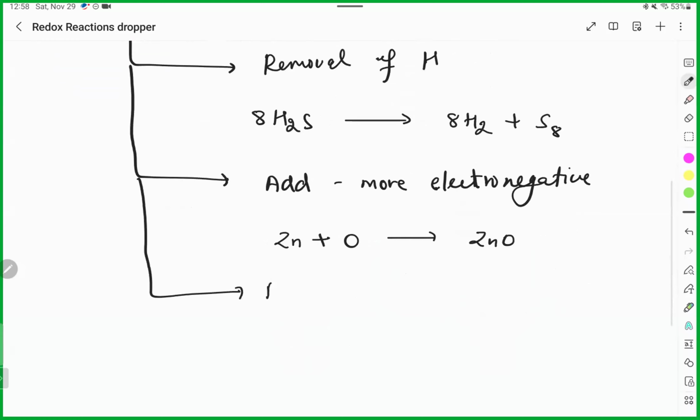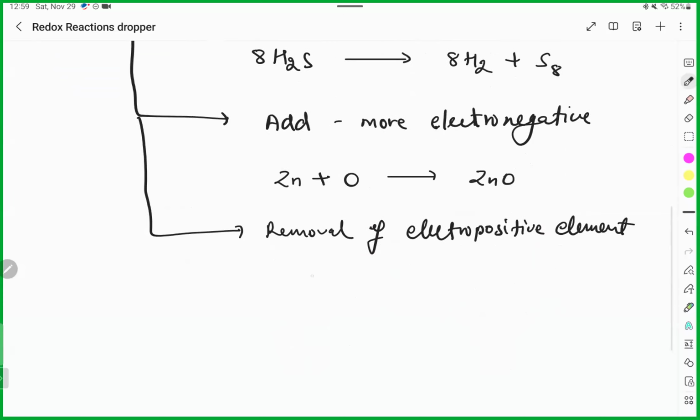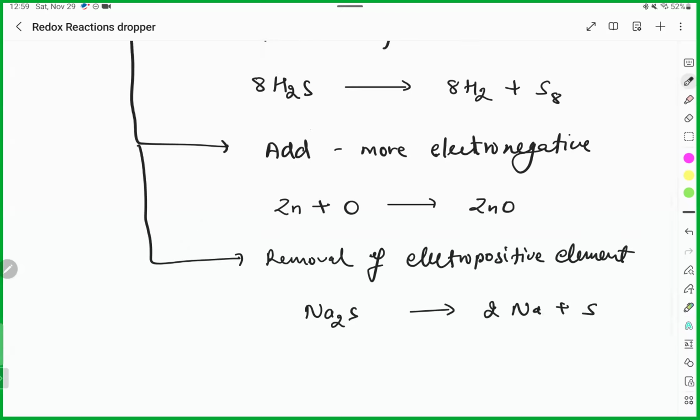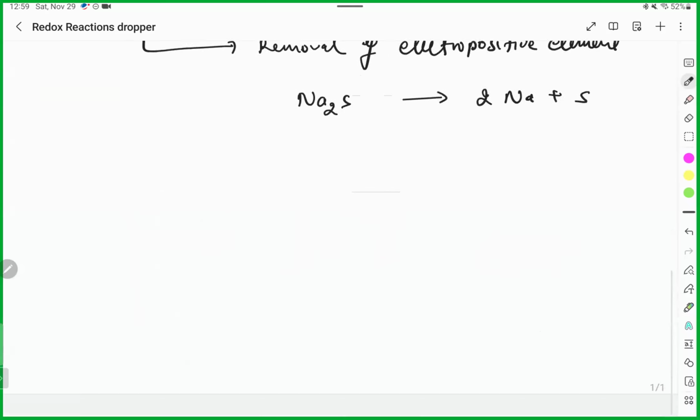Or last, removal of electropositive element. Correct? Removal of electropositive element. Okay. Example, if you take sodium sulfide, what is happening? You remove sodium as an electropositive element. So it will be 2 sodium and sulfur. Correct? So this is oxidation.